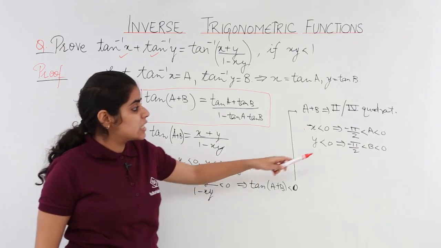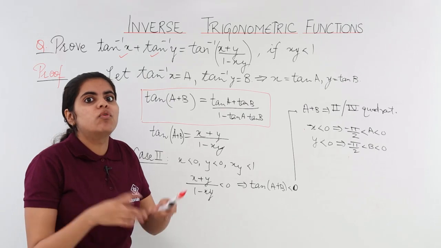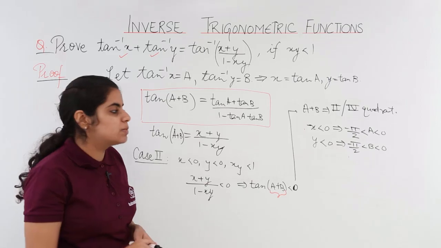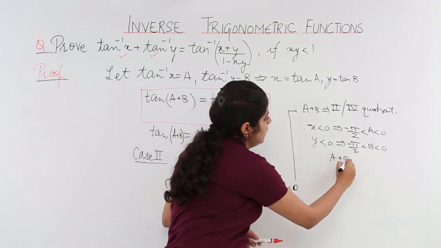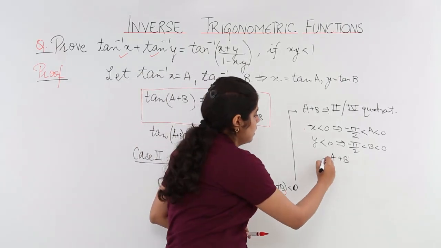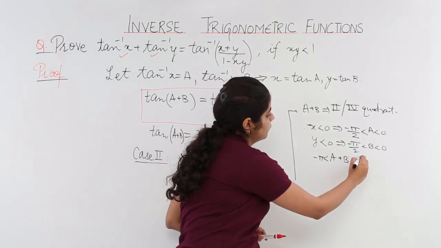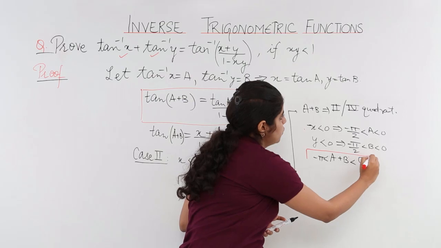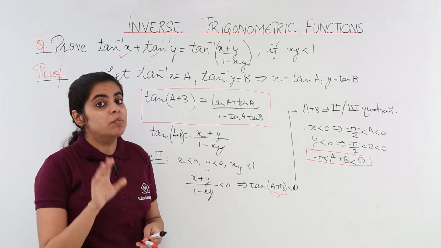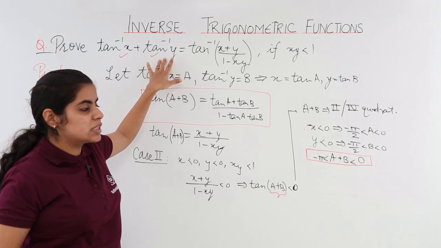Now, if A is explicitly known to you, and B is individually known to you, what is the behavior of A plus B? That also we can know. A plus B means minus pi by 2 and minus pi by 2 you add, it becomes minus pi. 0 and 0 you add, it becomes 0. So, minus pi to 0 is the interval for A plus B. But we do not want A plus B. What do we want? We want tan inverse x plus tan inverse y.